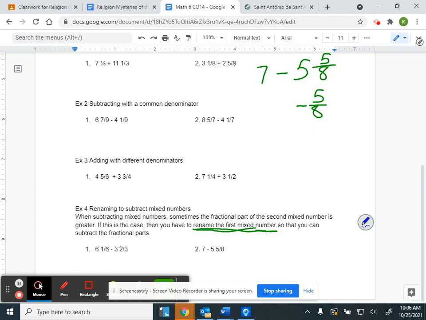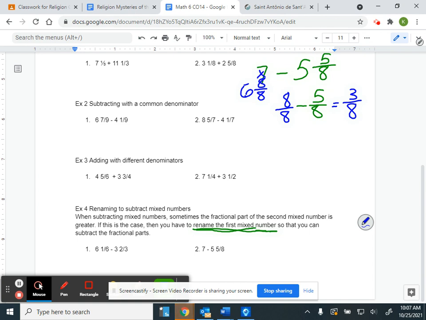Instead of turning the 7 into a fraction, we're going to rename it. So we're going to take a whole one out. So we're going to have 6. And that whole one that we take out, we're going to give it the common denominator. So 8/8. So 6 and 8/8. We know 8/8 is equal to 1. 6 plus 1 is 7. So we take 8/8 out of our 6. And now we have 8/8 minus 5/8 gives us 3/8.